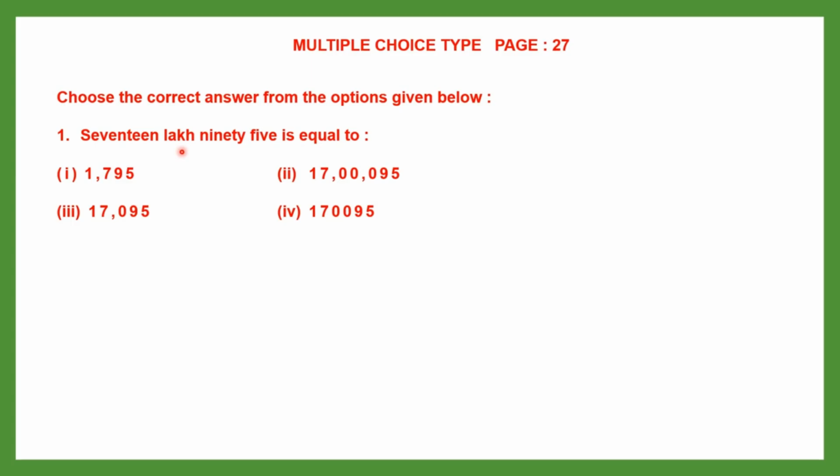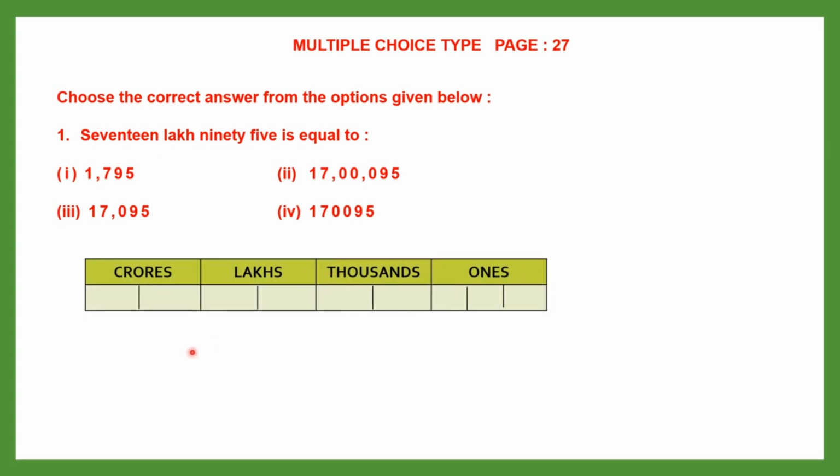Now when you see lakh, you should remember we are talking about the Indian system. So let's draw quickly a chart showing the Indian system. Now here we have the ones period, the thousands period, the lakhs period and the crores period. Now let's try and write this number in this chart. So 17 lakh will come in the lakhs period. So let's write that 17 there, 17 lakh. So we wrote 17 lakh. Now it says only 95. So 95 will come in the ones period here, 95.